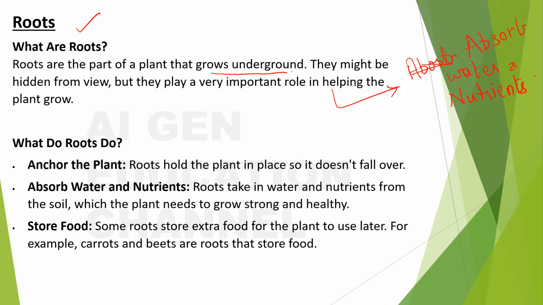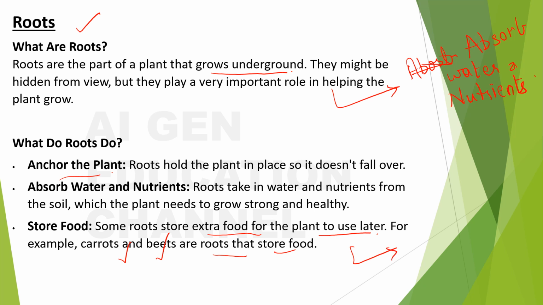What do roots do? Anchor the plant. Roots hold the plant in place so it doesn't fall over, and they absorb water and nutrients. Roots take in water and nutrients from the soil which the plant needs to grow strong and healthy. They store food. Some roots store extra food for the plant to be used later. For example, carrots and beetroots are roots that store food.